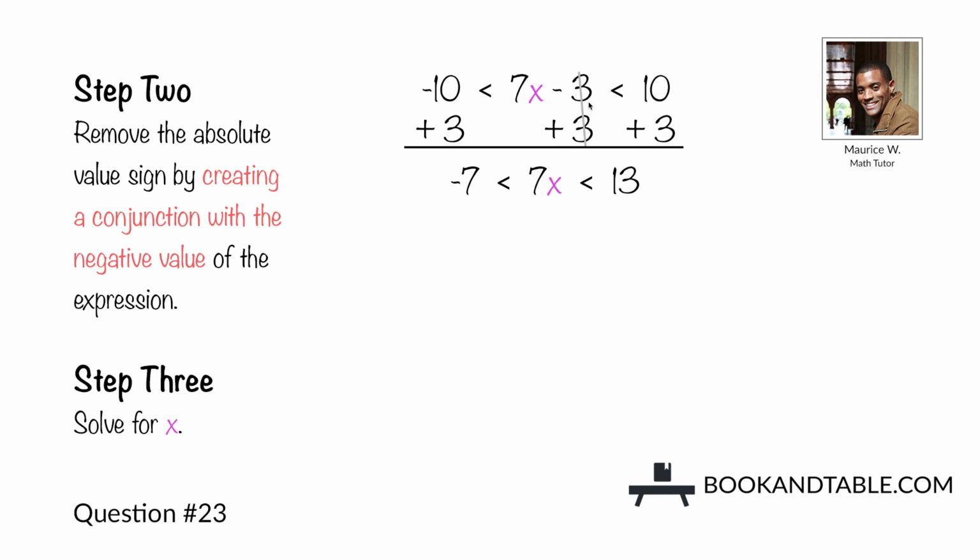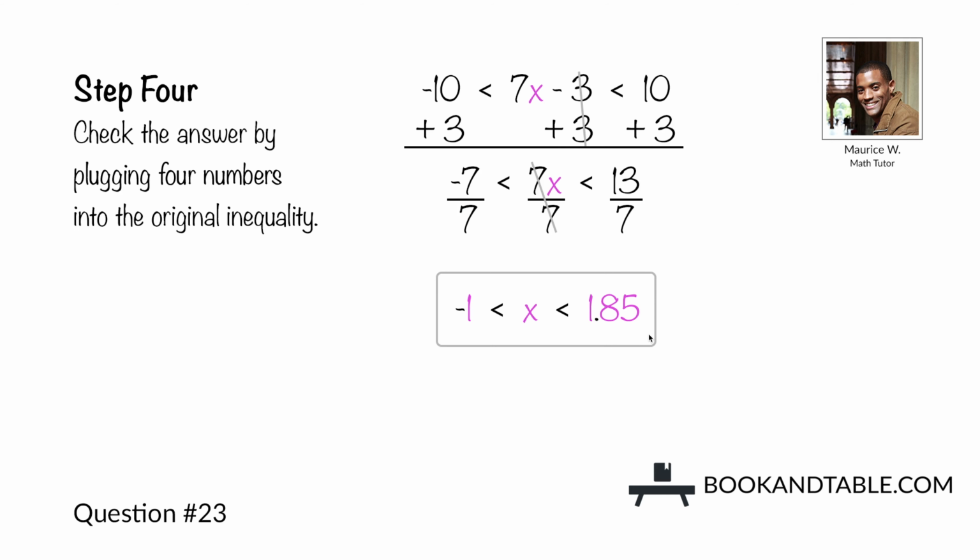We get rid of the constant -3 by adding 3 to all 3 terms, leaving us with -10 plus 3, which is -7 on the left side. 7x comes down. 10 plus 3 is 13 on the right side. And now we want to negate this coefficient 7 by dividing all 3 terms by 7. -7 divided by 7 is -1. The x comes down. 13 divided by 7 is 1.85, leaving us with the answer -1 is less than x, which is less than 1.85.